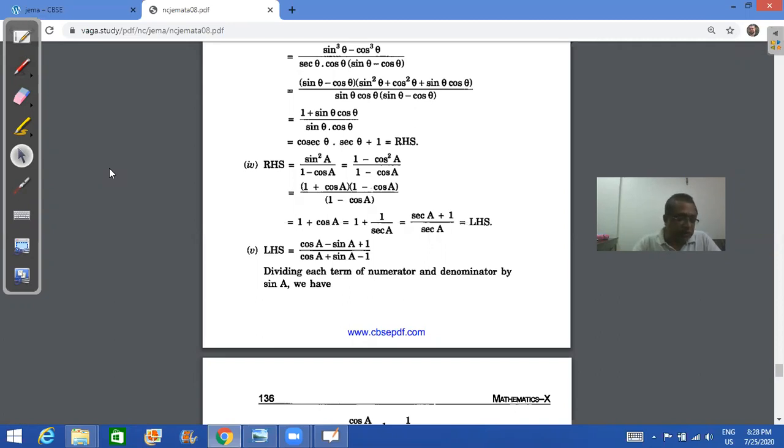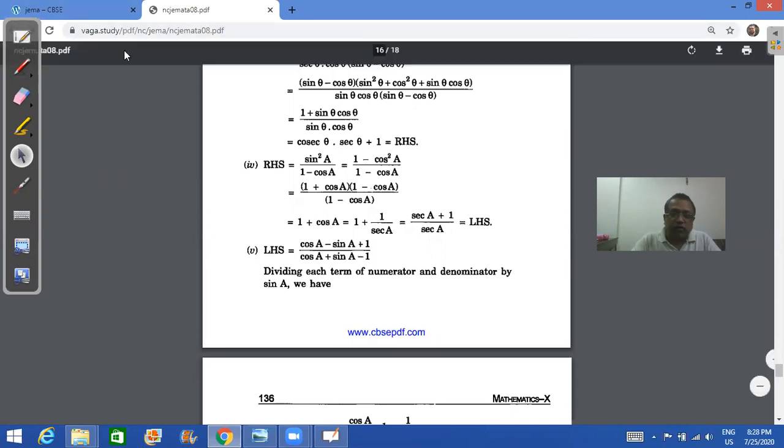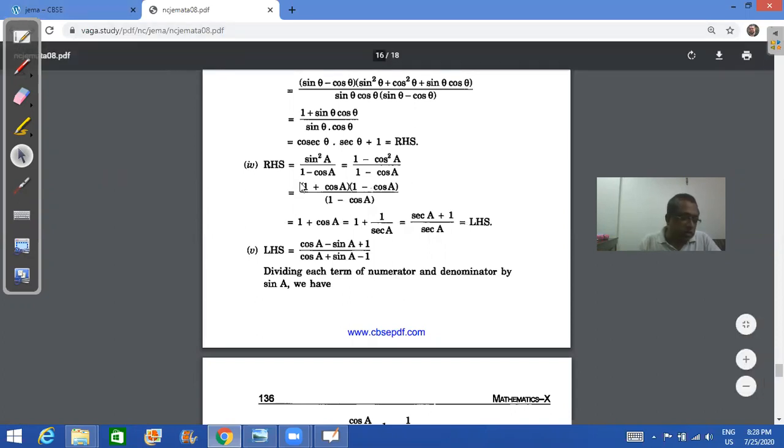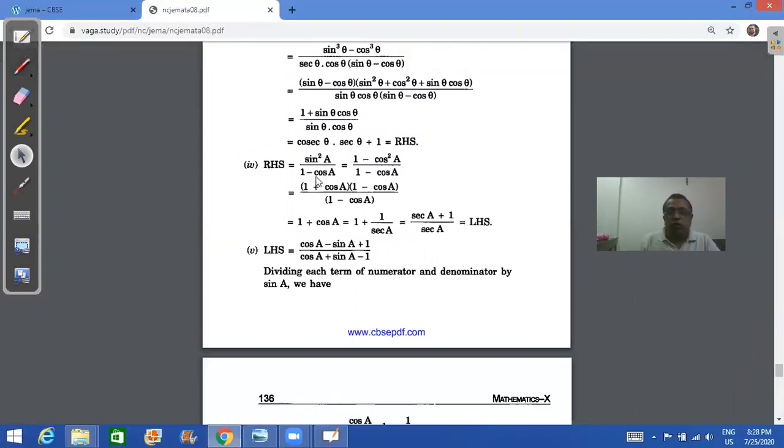So here the question is (1 plus sec a) by sec a has to be proved equal to sine square a upon 1 minus cos a. You can refer to the textbook and see the question. So you can solve LHS and RHS separately and get a common solution. But what we have done in this case is we have solved the RHS.